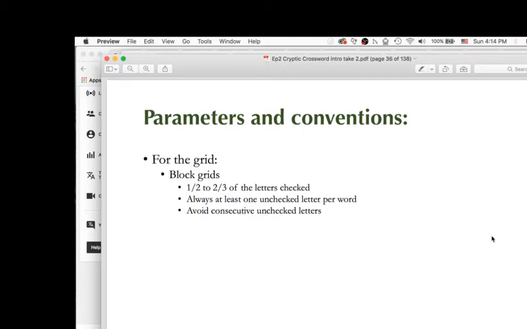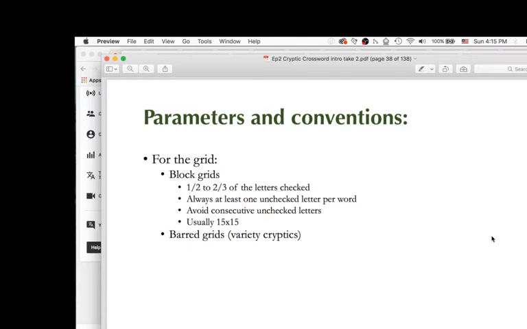Avoid consecutive unchecked letters. This is not always followed, but is a good rule of thumb. It helps give a leg up to the solver. Most block grids are 15 by 15, at least in American papers. You might see larger ones for special occasions. In this program, we are going to do a smaller grid for time reasons.